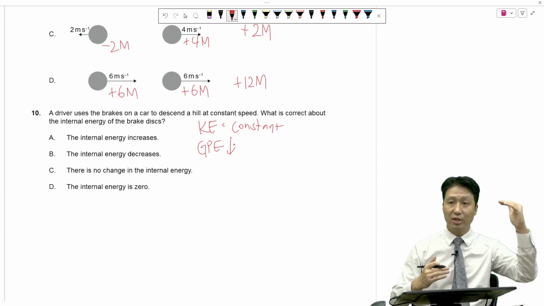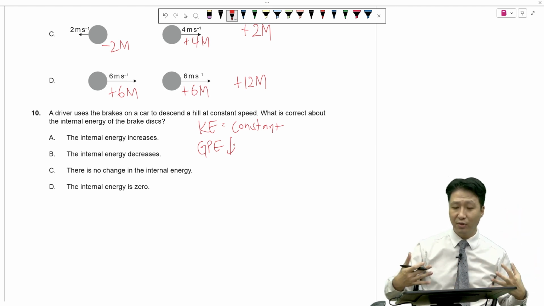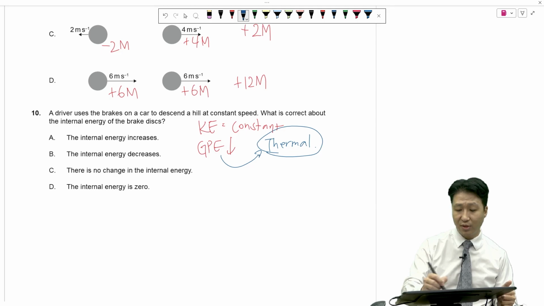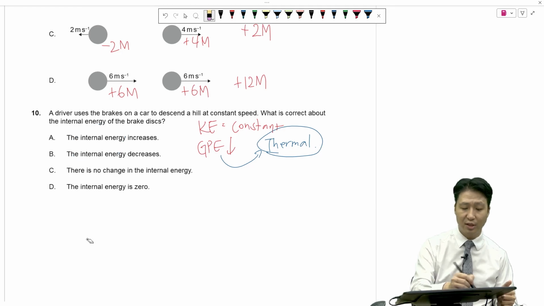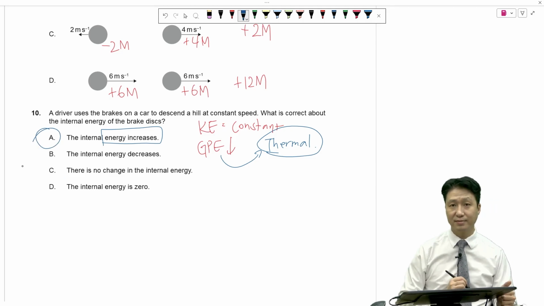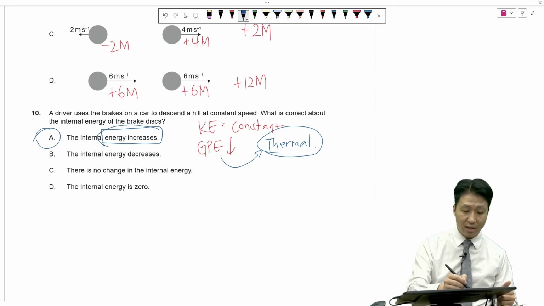If the gravitational potential energy decreases, the energy must be going somewhere, and it's going into the thermal energy of the brakes. And of course, the thermal energy would contribute to the internal energy of the brakes. That means the internal energy has to increase, and the answer is A.